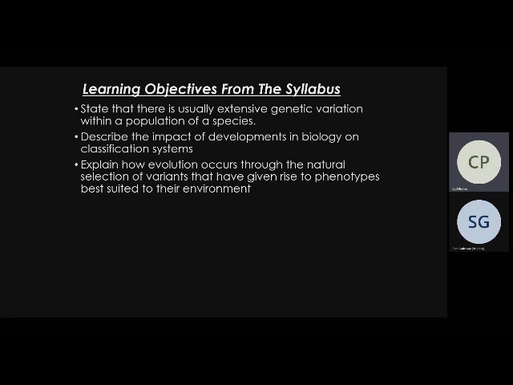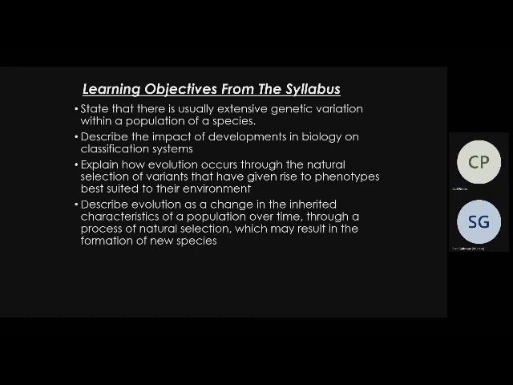Right, another thing we have to do, explain how evolution occurs through the natural selection of variants that have given rise to phenotypes best suited to the environment. So we're looking at the work of Mr. Charles Darwin. We're also describing what evolution actually is and how it leads to the formation of new species. And that's really to do with something called genetic drift. We're also going to look at evidence for evolution.